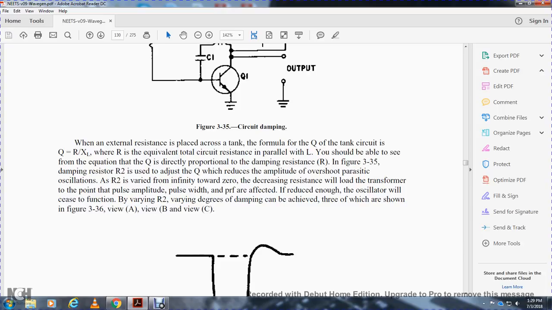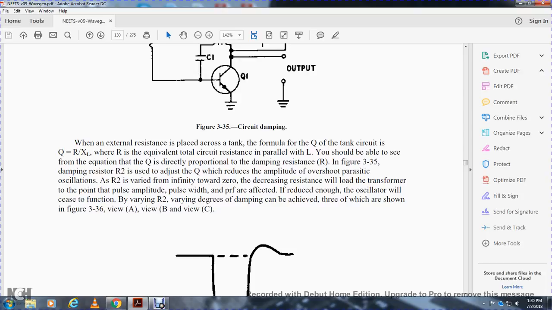Where the external resistance is placed across the tank circuit, the Q of the tank circuit is equal to the resistance times the inductive reactance. The resistance is the equivalent total circuit resistance in parallel with the inductor. You should be able to see that the equation for Q is directly proportional to the damping resistance. In figure 335, the damping resistor, resistor 2, is varied to show that the Q is reduced, which reduces the amplitude of the overshoot and the parasitic oscillation.